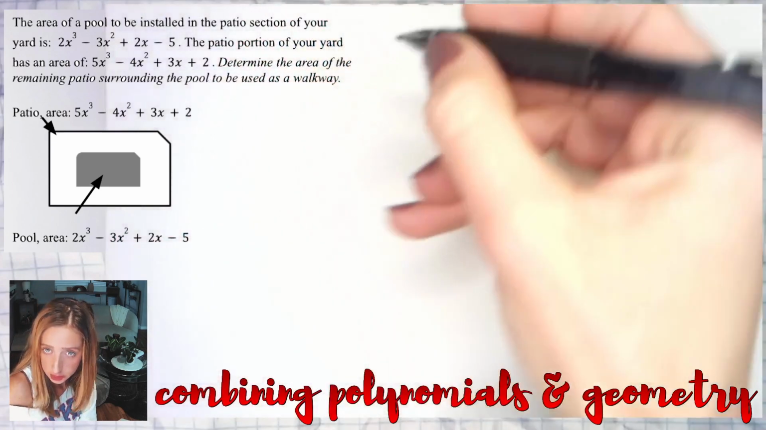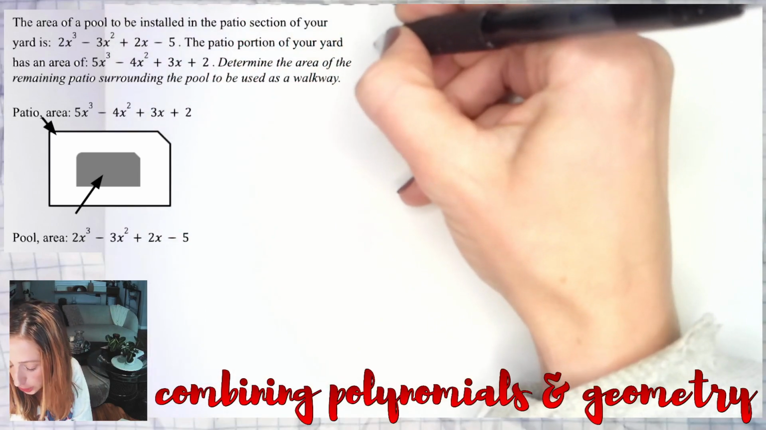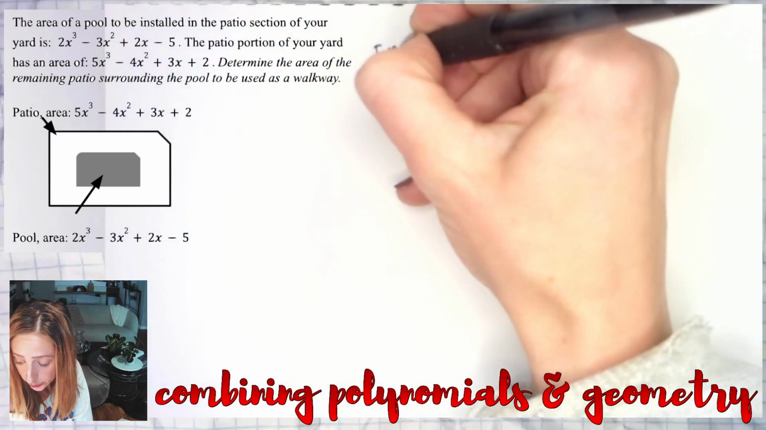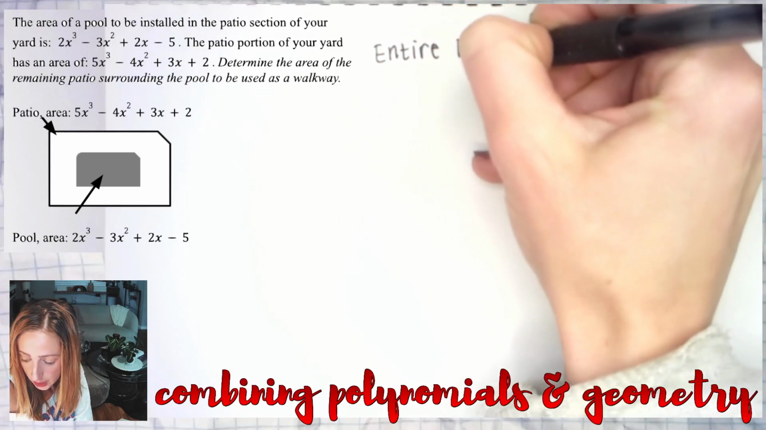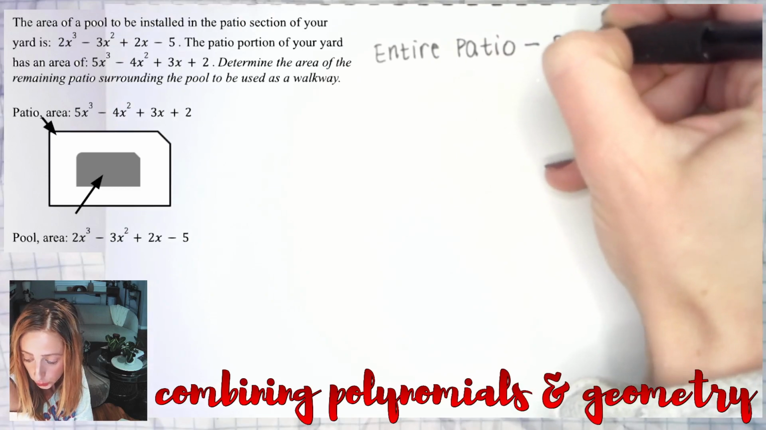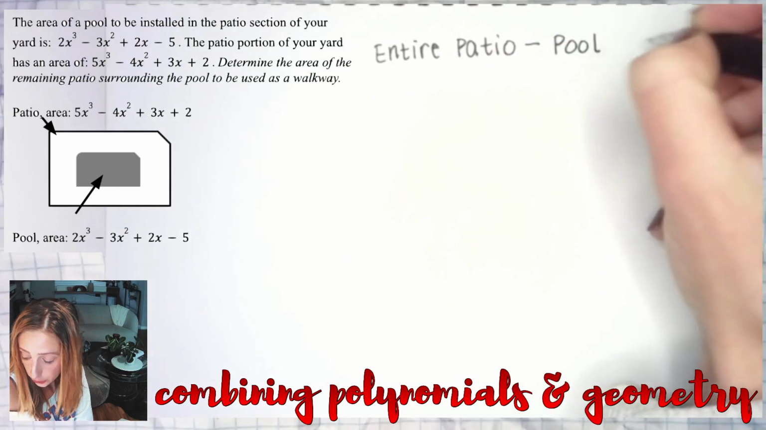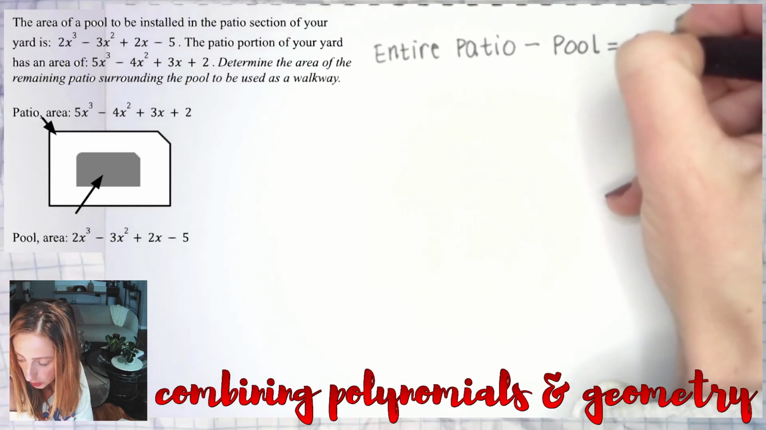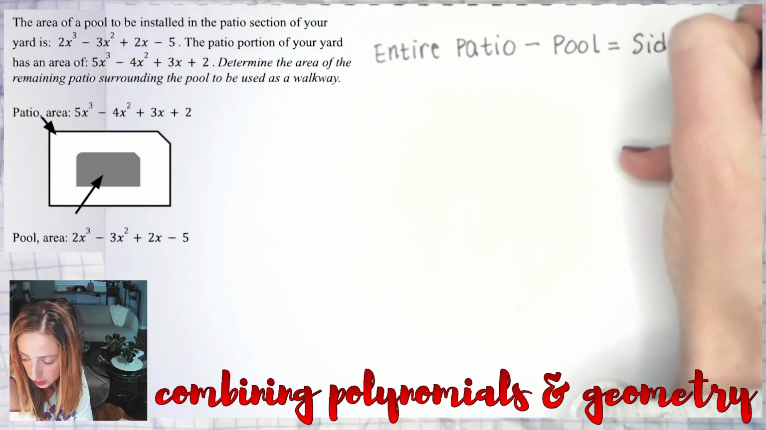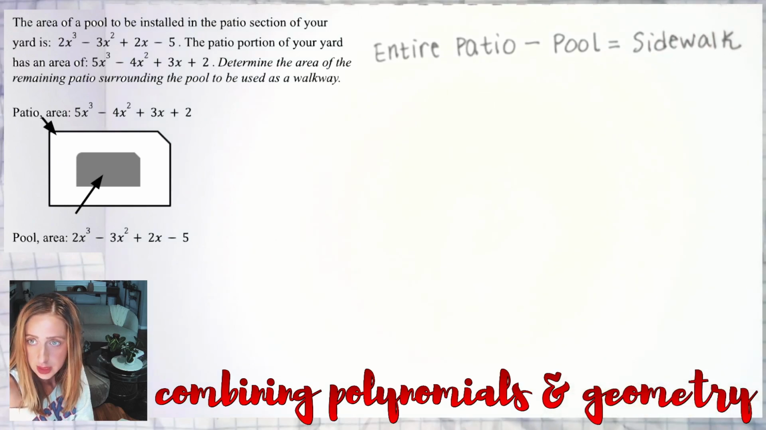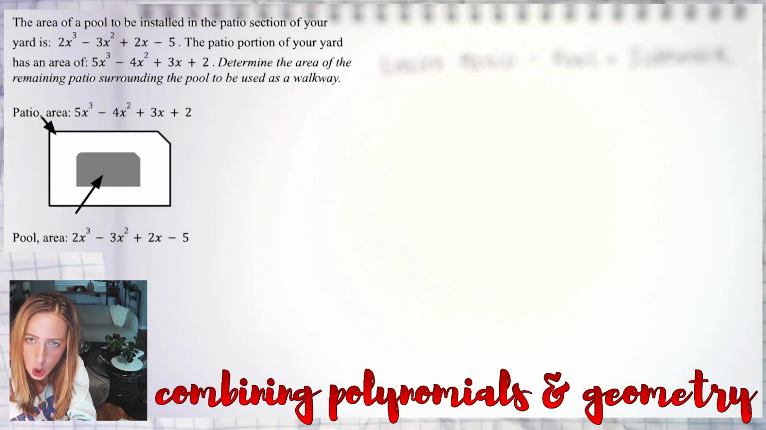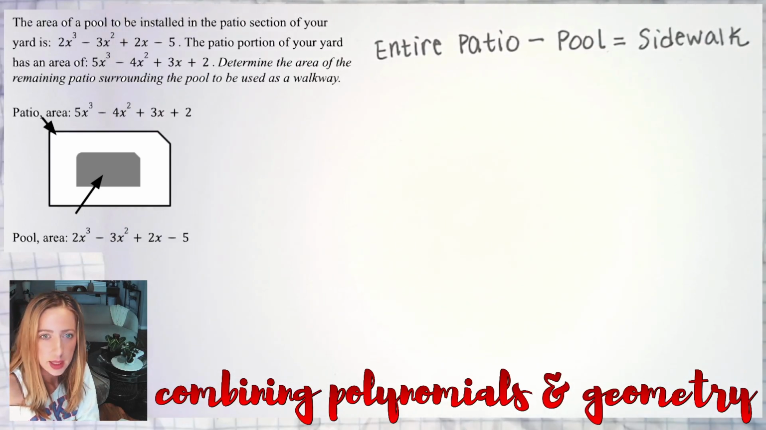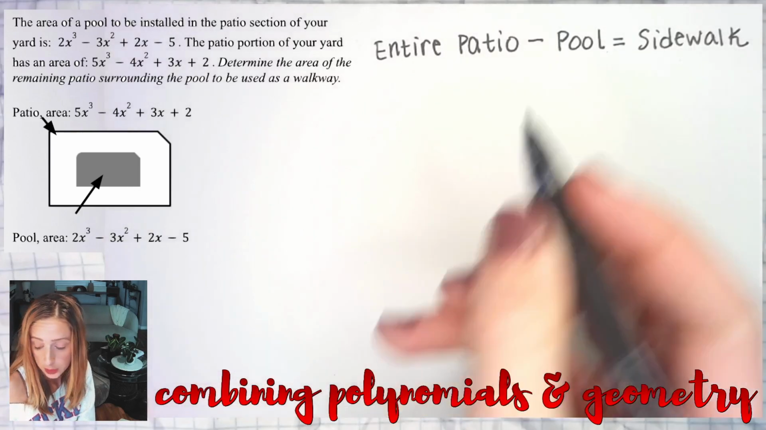So what we're really going to do in this example is the entire patio minus the pool, right? And if we subtract that, we get what we can call the sidewalk that's going to be around the outside of the pool. So all we have to do is subtract. That's it.